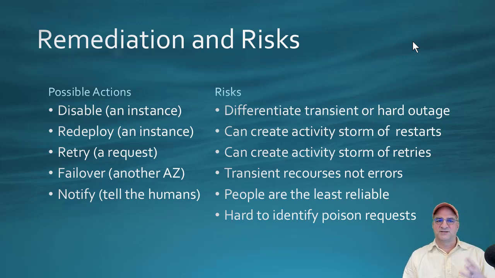So the risks, right, for disabling, it's really hard to differentiate a transient outage from a hard outage. And by transient, I mean, a couple seconds or less, or a couple minutes or less, right? So if you see something's down, is it really down or was it a transient error, right? And we could do a restart, right? So you'll see this with pods. We're actually going to restart instances.